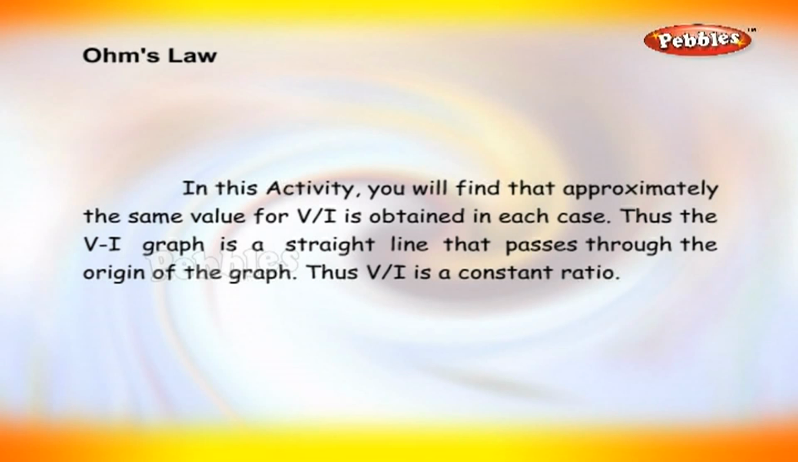In this activity, you will find that approximately the same value for V by I is obtained in each case. Thus, the V-I graph is a straight line that passes through the origin of the graph. Thus, V by I is a constant ratio.